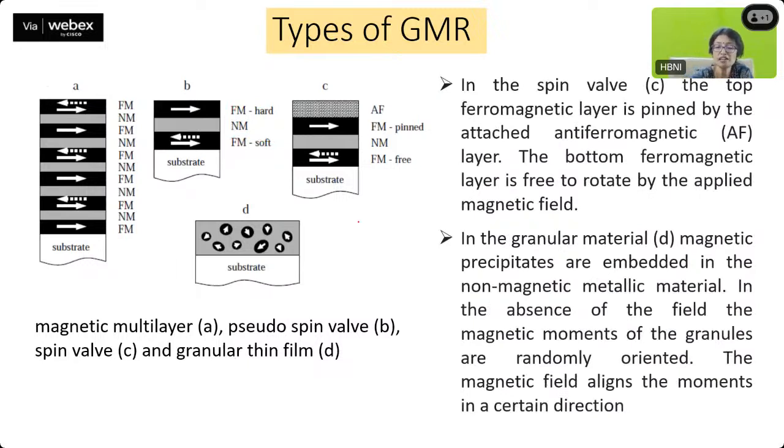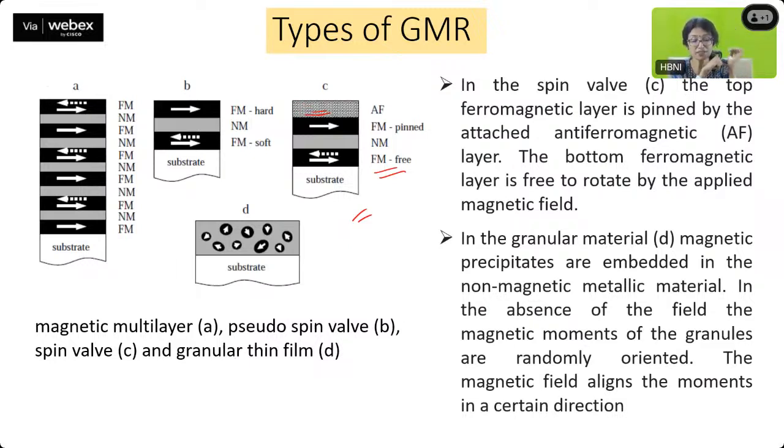In the case of the spin valve, the top ferromagnetic layer is pinned by the attached antiferromagnetic layer. So you have an antiferromagnetic layer on top, and the ferromagnetic layer is pinned to this antiferromagnetic layer. The bottom ferromagnetic layer, as you can see over here, is free, and it rotates with the applied magnetic field. This is how the GMR effect takes place in a spin valve.